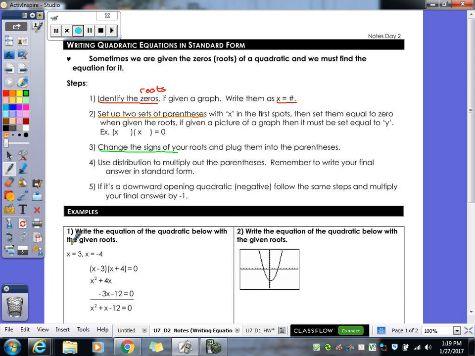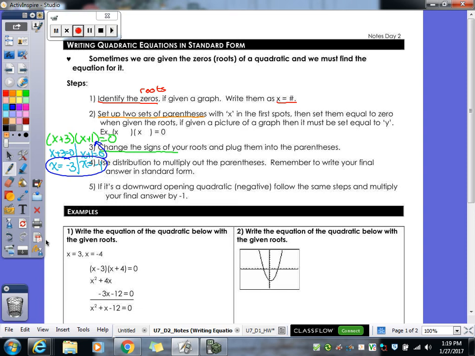We then have to change the signs of our roots when we plug them into the parentheses. Because if you remember, last class we would factor something. So let's say we had x plus 3 times x plus 1. When we set them equal to 0, what happened to our number? It became the opposite sign. So the same thing happens. This time we're going to have these roots. We have to put them in the parentheses, so you just have to change your sign again.